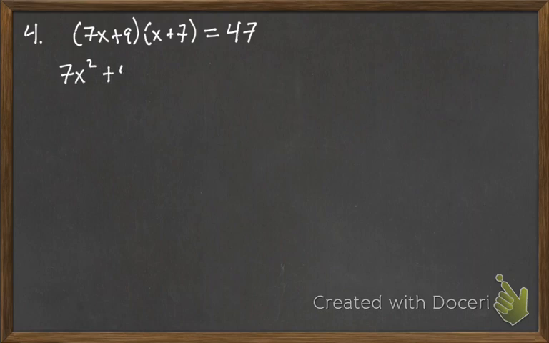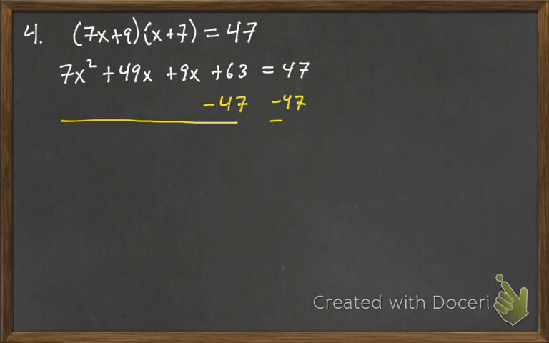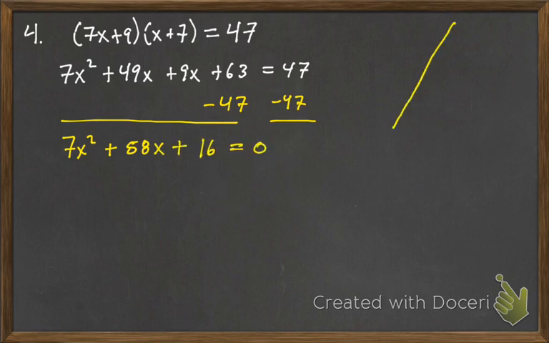So 7x times x, 7x squared. 7x times 7 is 49x. 9 times x is 9x. 9 times 7 is 63. That is equal to 47. Set the equation equal to 0 by subtracting 47 from both sides. 7x squared plus 58x, after you combine your like terms, plus 16 is equal to 0.